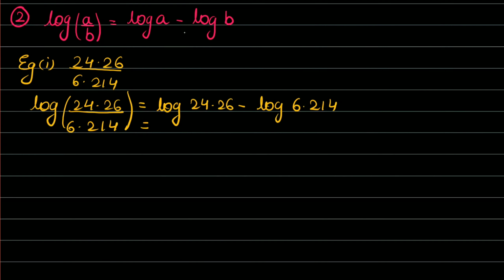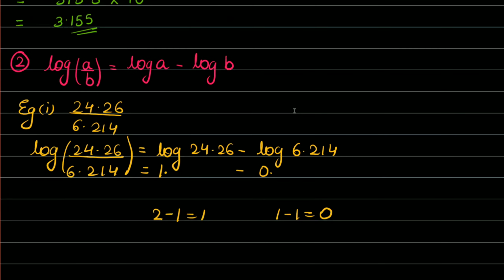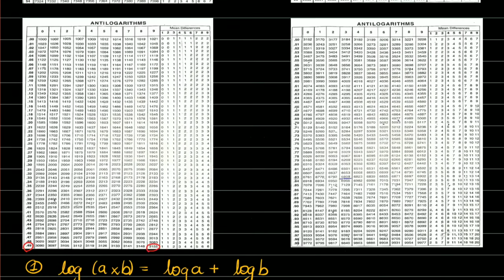Now we have to find the log. We know that there are two numbers before the point, that is 2 and 4. So subtracting 2 minus 1, we get 1. So we are going to write 1 point. After that, we know in 6.214, before the point, there is only one digit, that is 6. So we are going to subtract 1 from this digit. We get 0. Okay. So minus 0 point. Okay. Now check the log of 24.26 from the log table.